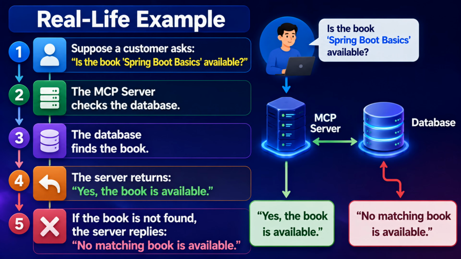Now we will see the real life example. Suppose a customer asks, is the book Spring Boot Basics available? The MCP server checks the database. The database finds the book. The MCP server returns, yes, the book is available. If the book is not found, the server replies, no matching book is available.